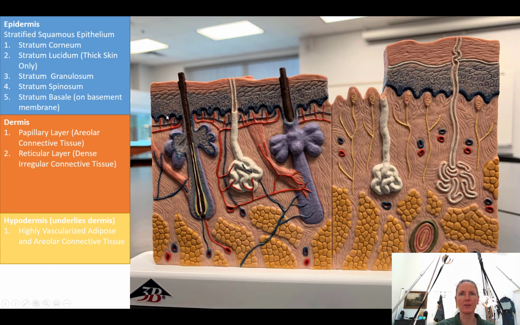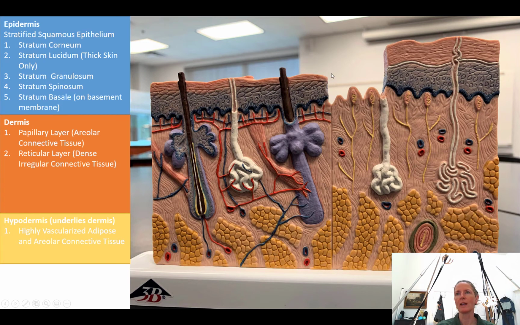At the base of all this, we have the stratum basale, also known as the stratum germinativum, because this is where we have our stem cells that are dividing. That's this dark blue here. And this is sitting on a basement membrane. And the basement membrane is the interface between the stratum germinativum and the underlying dermis.